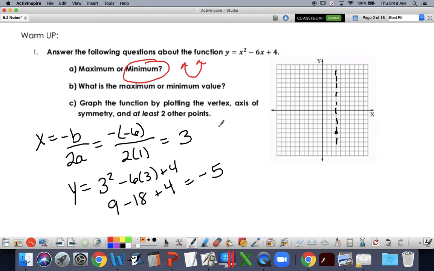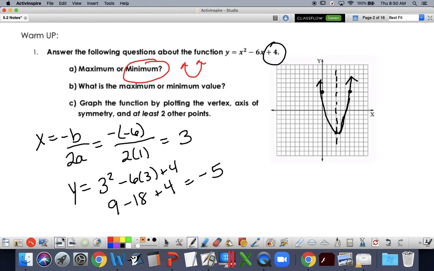Now I know the graph opens up, so it's going to be going up here. The other point that I'm going to need to graph is my y-intercept, and the y-intercept is always that last number there, so it's at 4. So there it is. And then I'm going to reflect it over my axis of symmetry, and then last but not least, I connect the dots. Ooh, not very well drawn. Let's see if I can draw that a little bit better to get that U parabola shape.